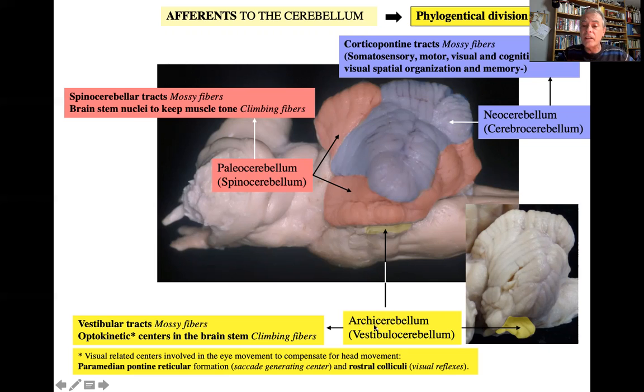And finally, the archicerebellum or vestibulocerebellum receives mossy fibers from vestibular tracts and climbing fibers from optokinetic centers in the brainstem. These are related to the eye movement to compensate the head movement. In particular, I have pointed out the paramedian pontine reticular formation for the saccadic generating center and the rostral colliculi for visual reflex. So the vestibular nuclei project mossy fibers to the cerebellum.